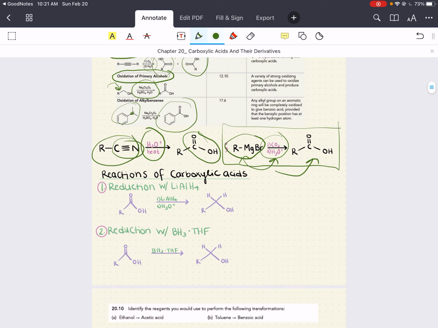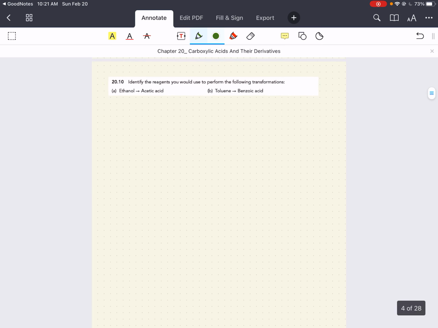All right, with that being said, actually, let's go ahead and do a couple of practice problems to make sure we have truly refreshed our preparation methods of carboxylic acids. Here we say identify the reagents you would use to perform the following transformations. We're starting off with good old ethanol. Ethanol looks like this. And we're trying to convert it into acetic acid. All right, and this is what acetic acid looks like.